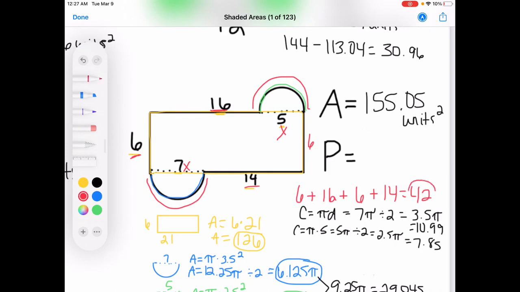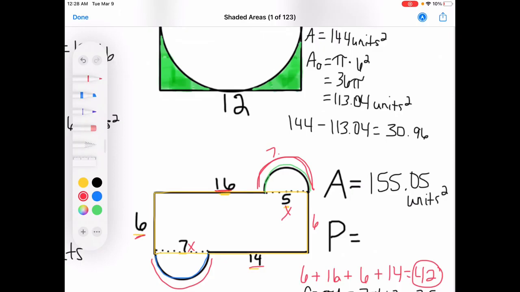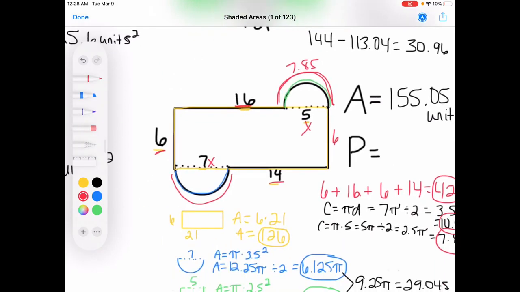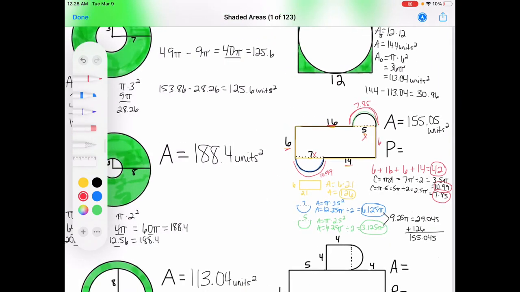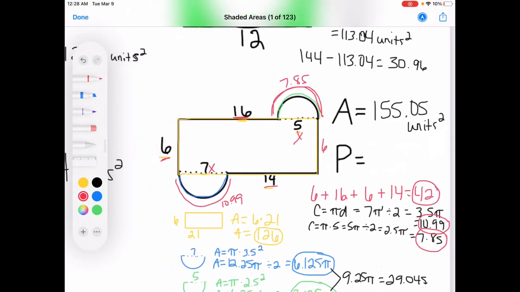So I had my 42 units, then I have 10.99 units and 7.85 units. So the distance around this semicircle is 7.85. And then the distance around this semicircle was 10.99. So that's a total of 60.84 units.